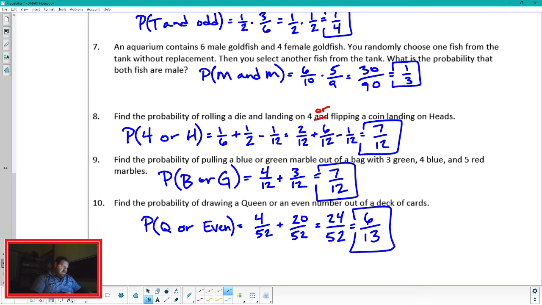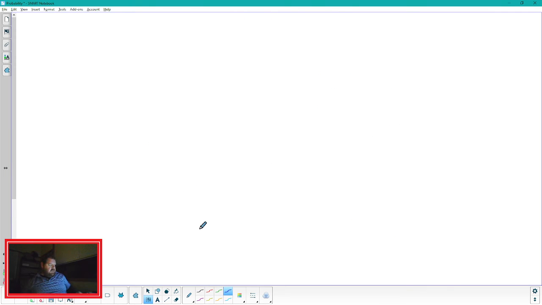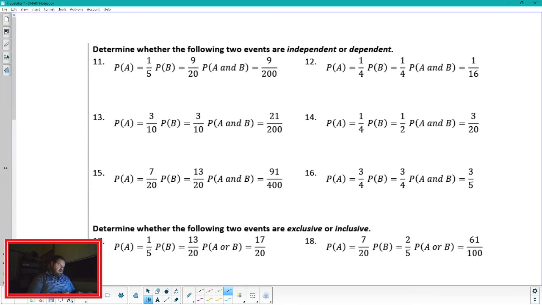Okay. So let's move on and take a look at a blank screen. Great. Then another one we wrote on. There we go. Now we're going to look at some more computational ones to figure out if they're independent, dependent, inclusive, exclusive. When we don't have scenarios here, it all comes down to the definitions.